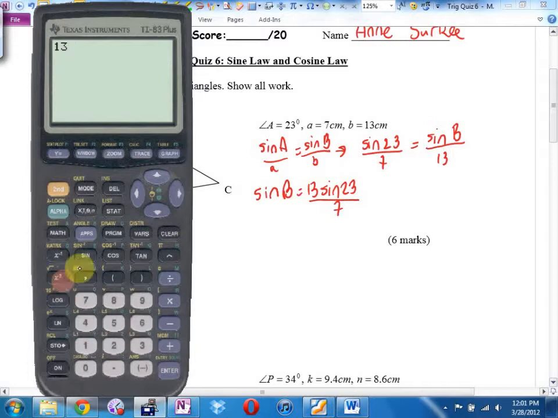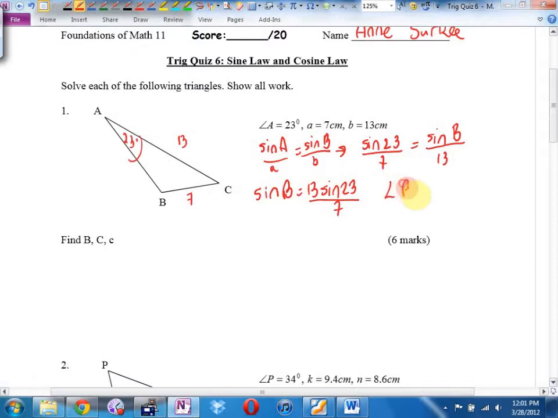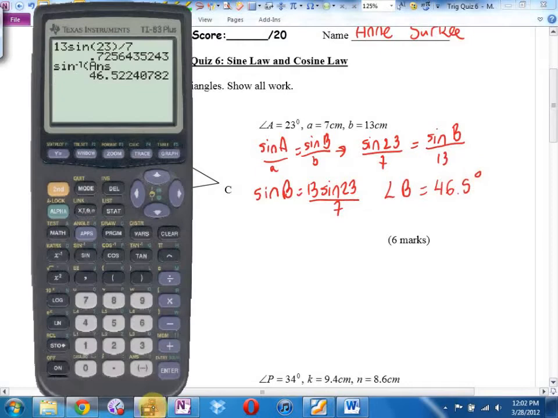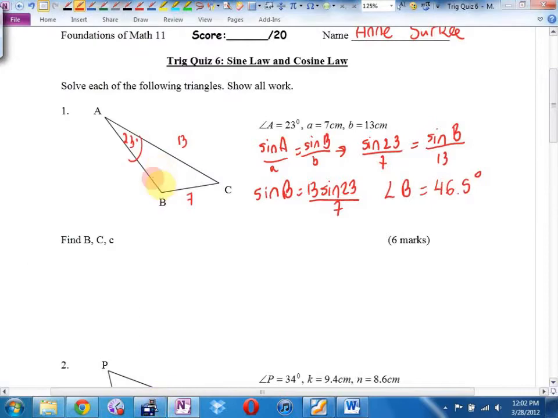13 sine 23 divided by 7. That's the decimal. Second function of that answer: 46.5 degrees, and this is where we said my diagram sucks. Angle B, 46.5 degrees. If you said 47 degrees, I guess that's okay, but let's get in the habit of not rounding up too much, because this angle looks like it's 130 degrees. Actually, it is.